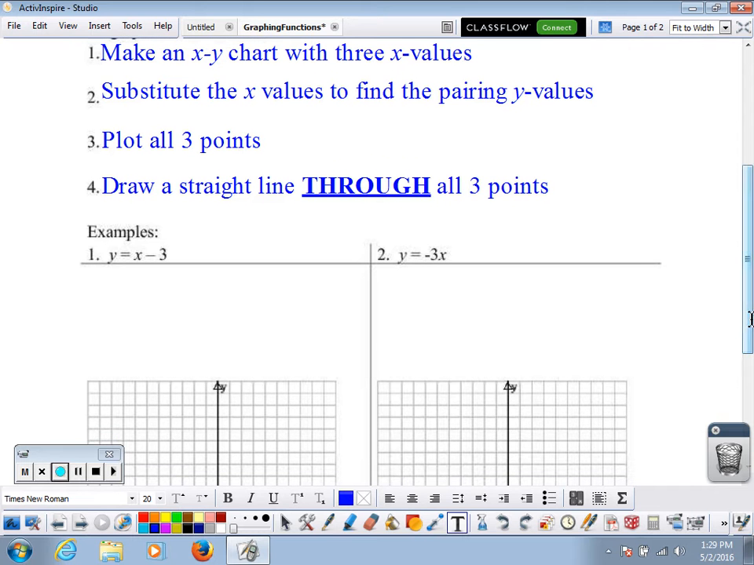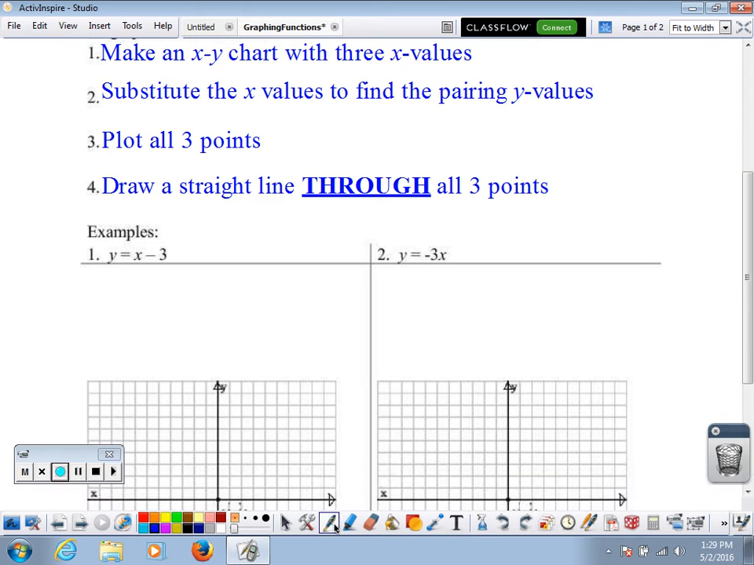Okay, so let's take a look at some examples, where we do exactly this. We're going to make an XY chart. We're going to pick 3 X values. We'll sub each of those X values into the function, get the matching Y's, plot the points, straight line through all the points. Okay, so I have Y equals X minus 3. I'll start with my XY chart.